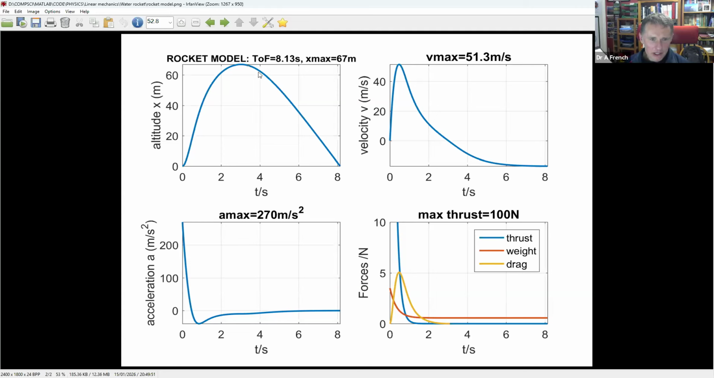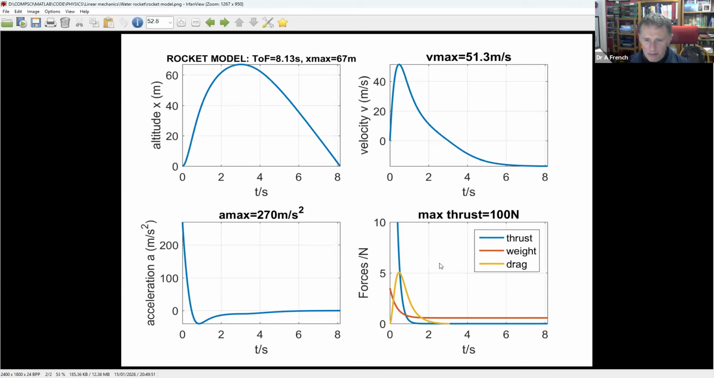Here's my apogee. It looks kind of like a projectile, but of course we've got our thrust phase. And a nice thing to do is to overlay the forces. So thrust, weight, and drag are all computed separately. So initially have a really huge thrust, which then diminishes as we remove the water. Our drag increases as we get to the maximum speed and then decreases. And then we've got our weight, which obviously is tailing off to the weight of the dry rocket itself.